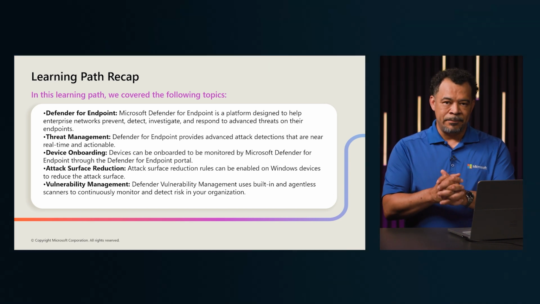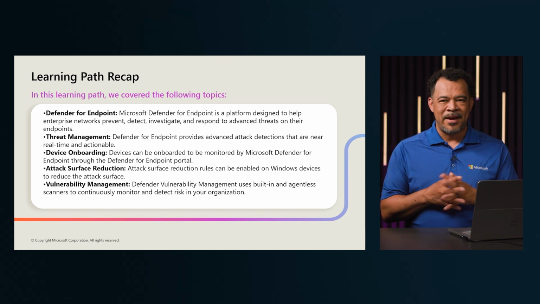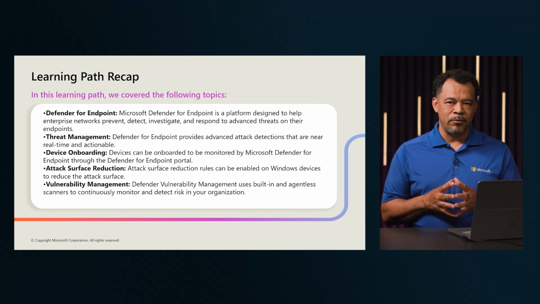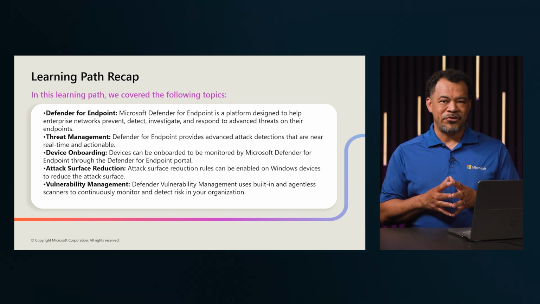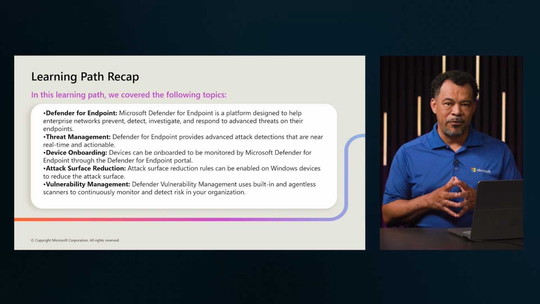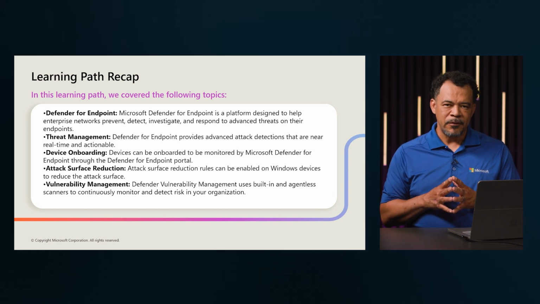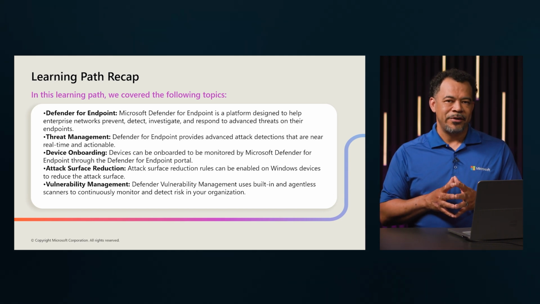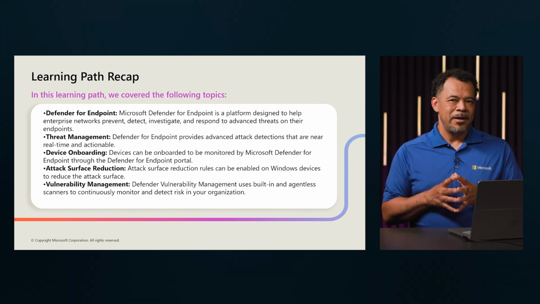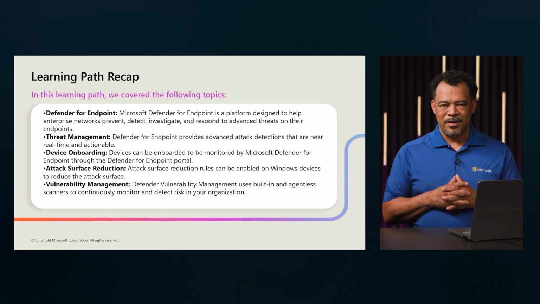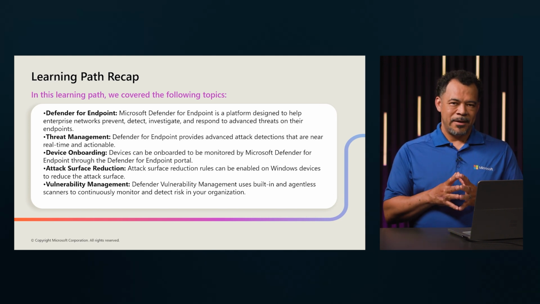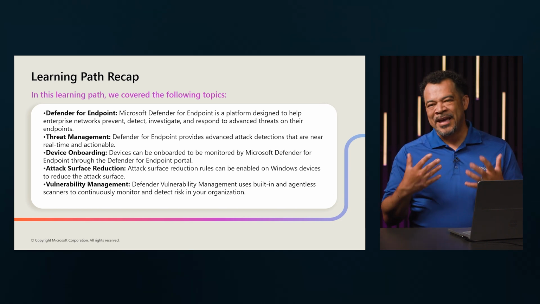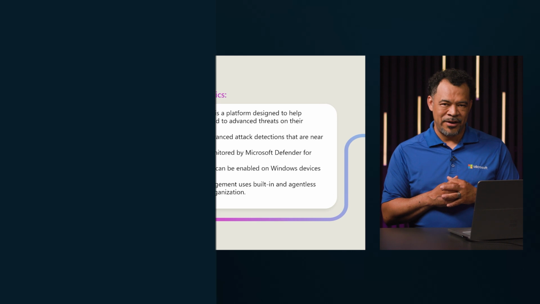We talked about threat management. Defender for Endpoint provides advanced attack detections that are near real-time and actionable. We looked at device onboarding. Devices can be onboarded to be monitored by Microsoft Defender for Endpoint through the Defender for Endpoint portal. We also looked at attack surface reduction, or ASR. Attack surface reduction rules can be enabled on Windows devices to reduce the attack surface. And we looked at vulnerability management. Defender Vulnerability Management uses built-in agentless scanners to continuously monitor and detect risk in your organization.